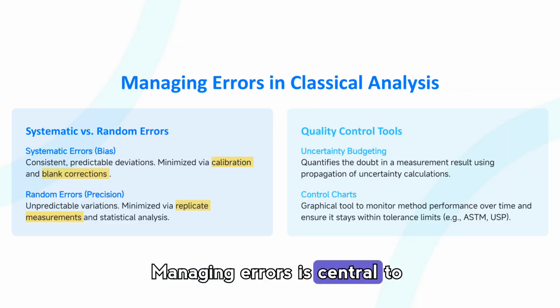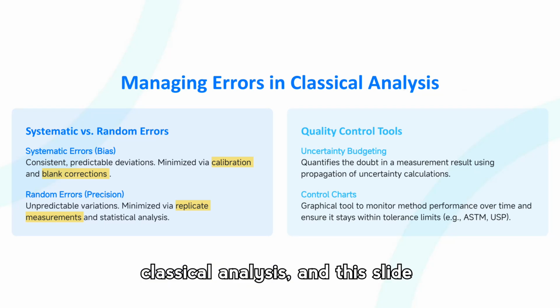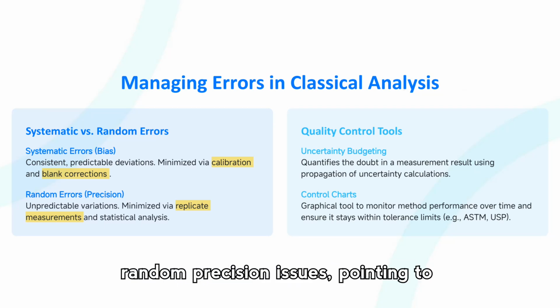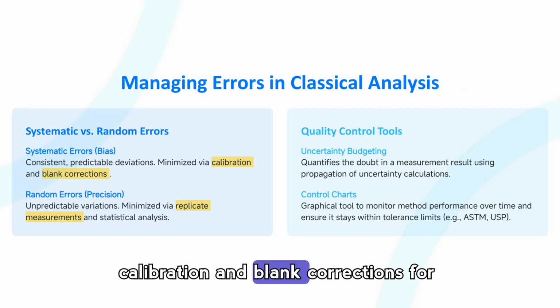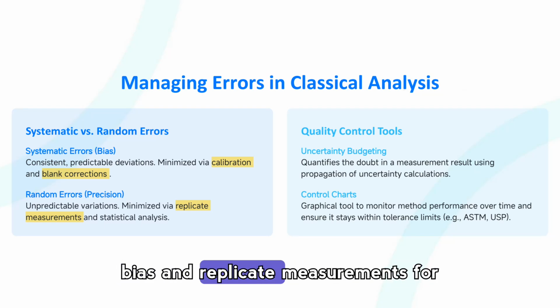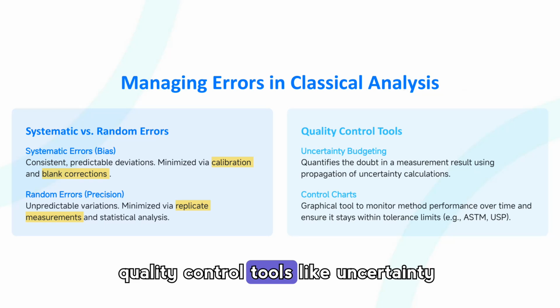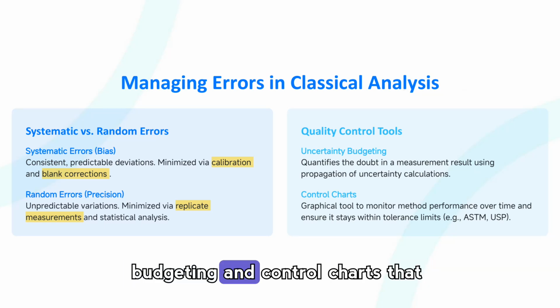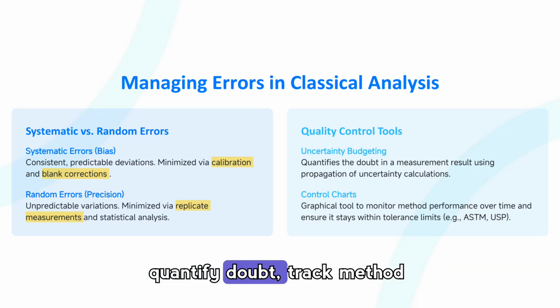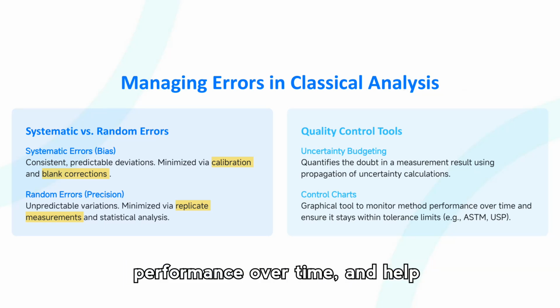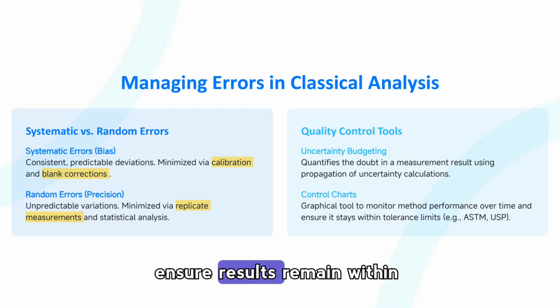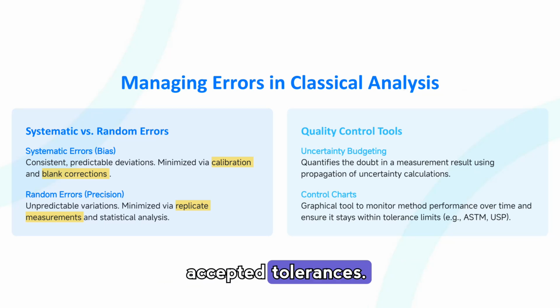Managing errors is central to classical analysis, and this slide separates systematic bias from random precision issues, pointing to calibration and blank corrections for bias and replicate measurements for precision. We also note practical quality control tools like uncertainty budgeting and control charts that quantify doubt, track method performance over time, and help ensure results remain within accepted tolerances.